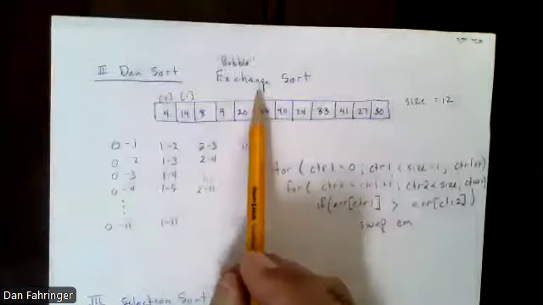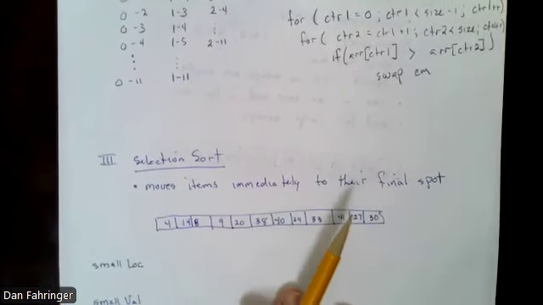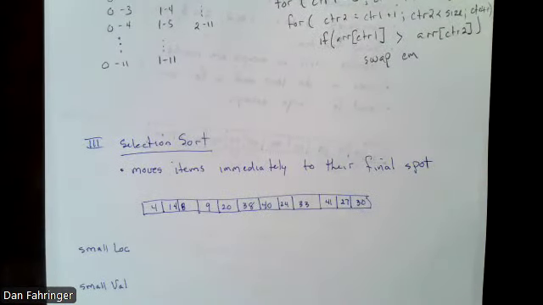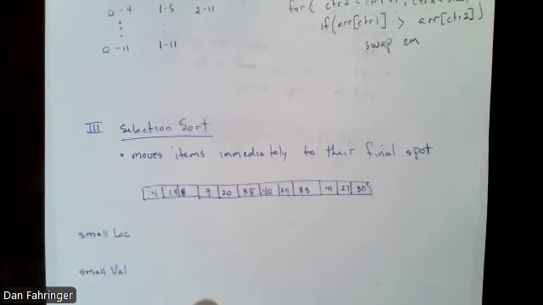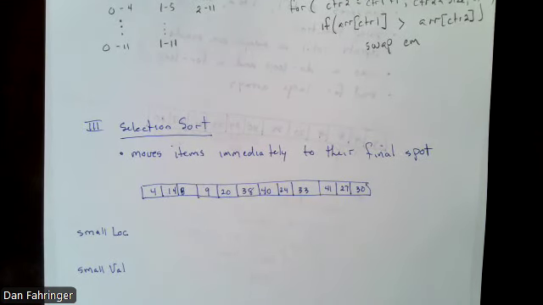Okay, exchange. We're now going to look at something that's called a selection sort. A selection sort. And as you can see, a selection sort is going to select an item and move it to its final spot. It's going to select a particular item and move it right to its final spot.